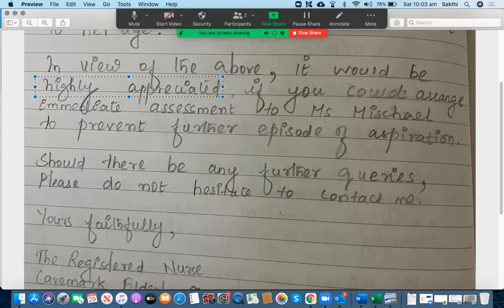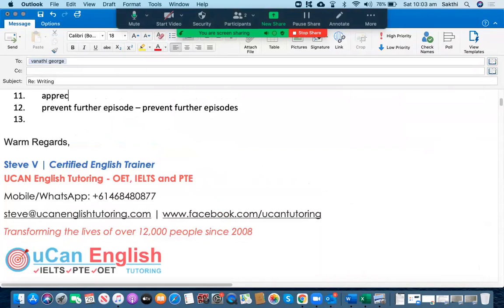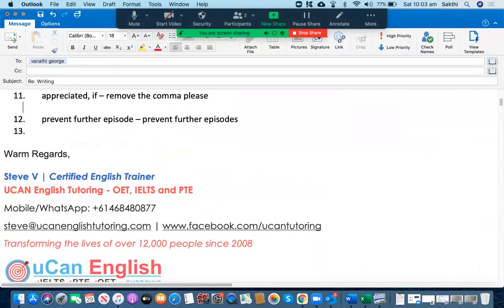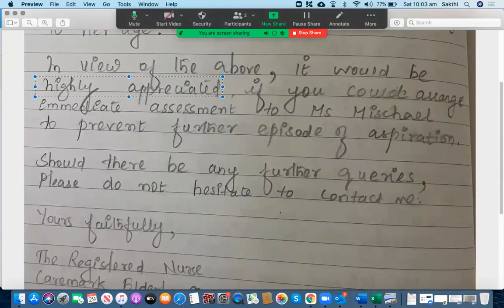If this one goes to the final part of this sentence, then it is good. Then you have to place a comma. Otherwise you should not. Okay, sir. Fine, sir. Let's say appreciated, comma, if. Okay, remove the comma, please. All right. Okay, so stick to one thing. If you are really interested to use if in the beginning, if you want to use a comma after that, then you go for it. Stick to that structure. Don't change it.